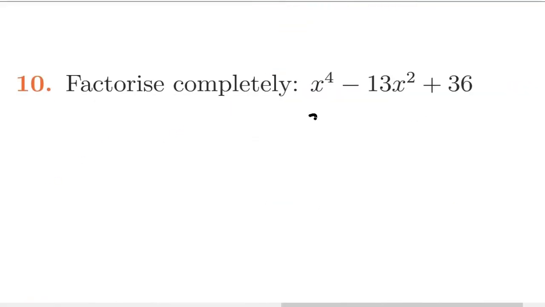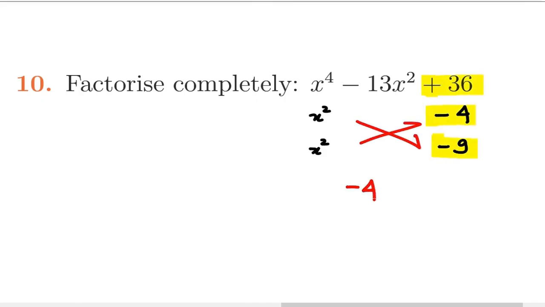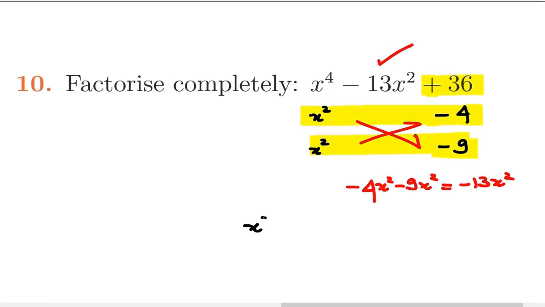Our last question, we split this as x squared and x squared. We split this as 4 times 9. We put a minus sign on both of them. Their product gave us this. When we multiply diagonally and add, minus 4x squared and minus 9x squared gave us minus 13x squared. We've obtained the middle term. We take it horizontally. Now, x squared minus 4, x squared minus 9.